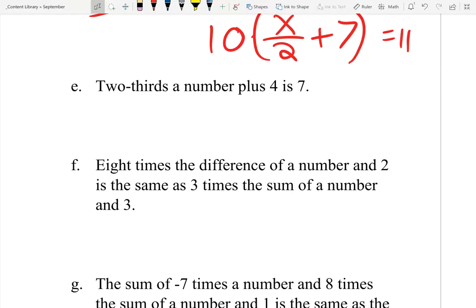2/3 a number plus 4 is 7. So 2/3 is written like this, 2 over 3. 2/3 a number means 2/3 times a number. So 2/3 times x plus 4 is 7. So that's how that should look. Kind of easy, but kind of not.